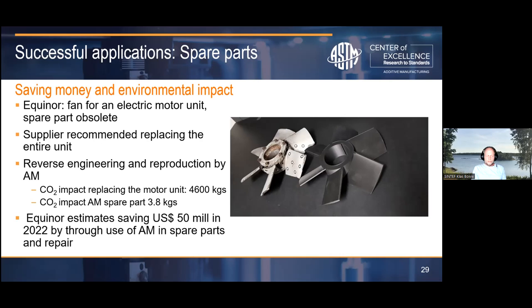And the carbon dioxide impact of replacing the motor unit would be 4,600 kilos. But the carbon dioxide impact of making the AM spare part would be just 3.8 kilos. And of course, it would save them a lot of money. Actually, after these cases, there are a lot more of them. Equinor has estimated that they will be saving $50 million this year through the use of AM spare parts and repair. So they are quite keen on this technology.